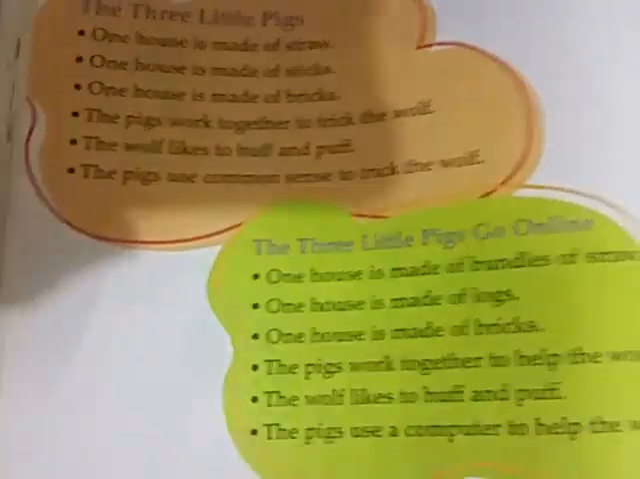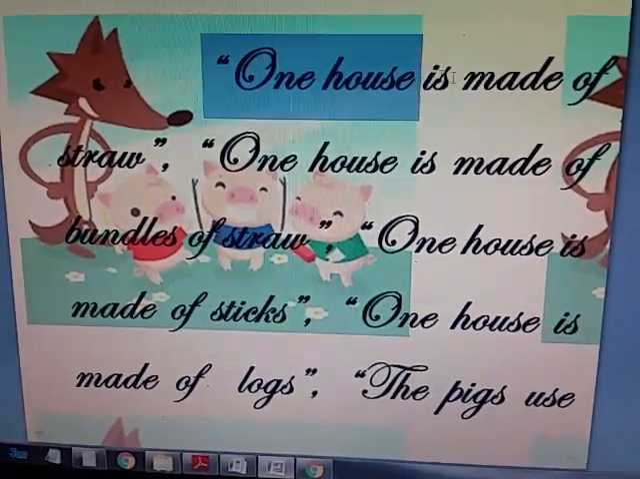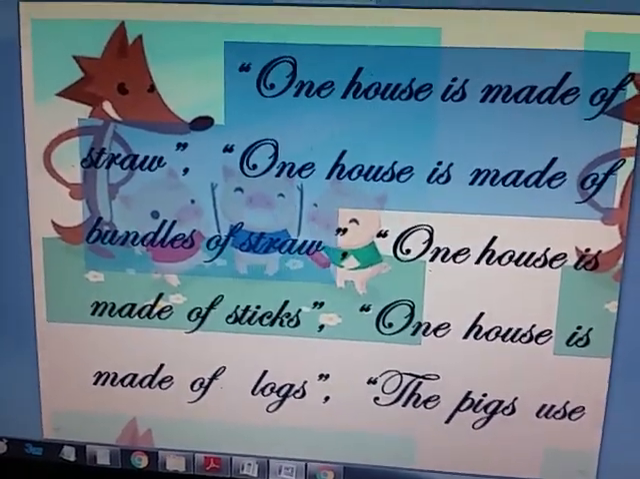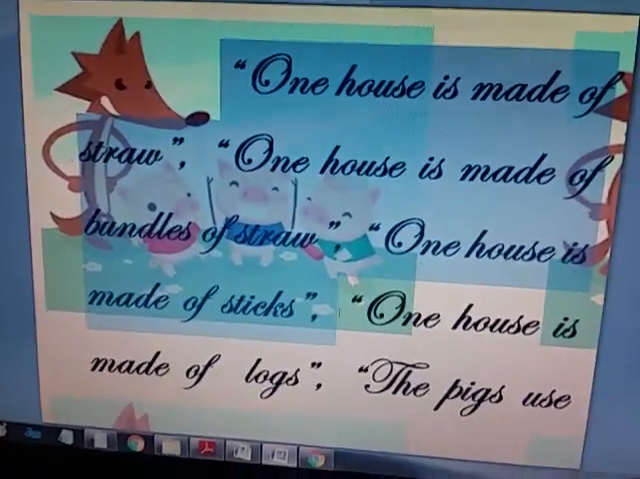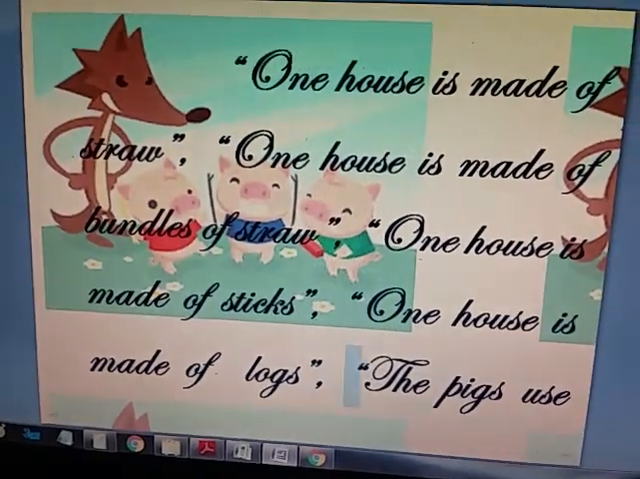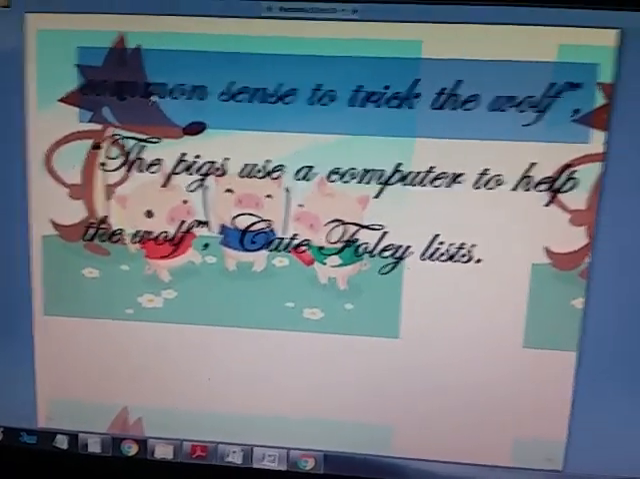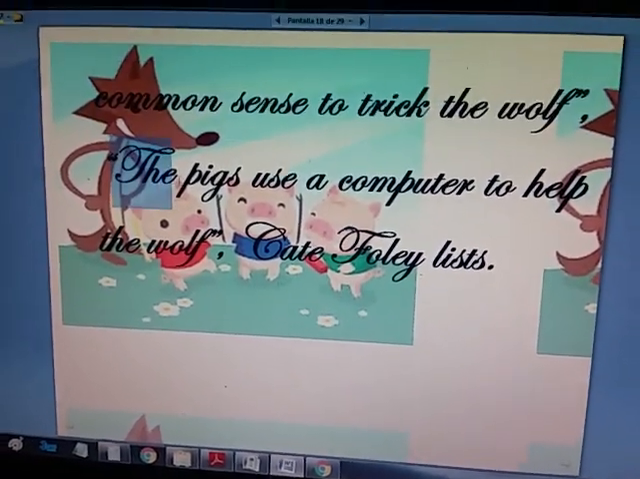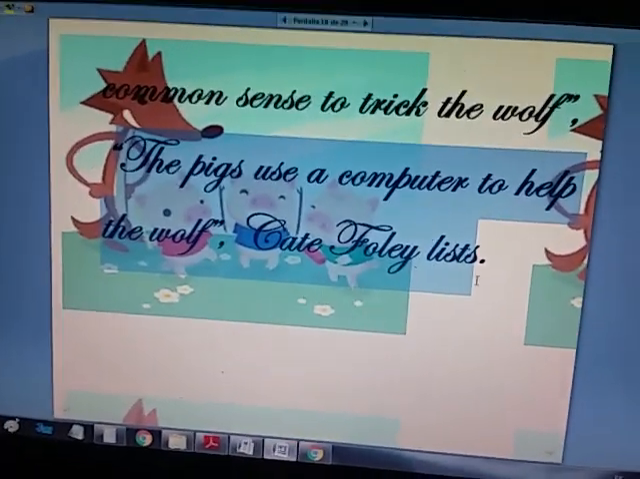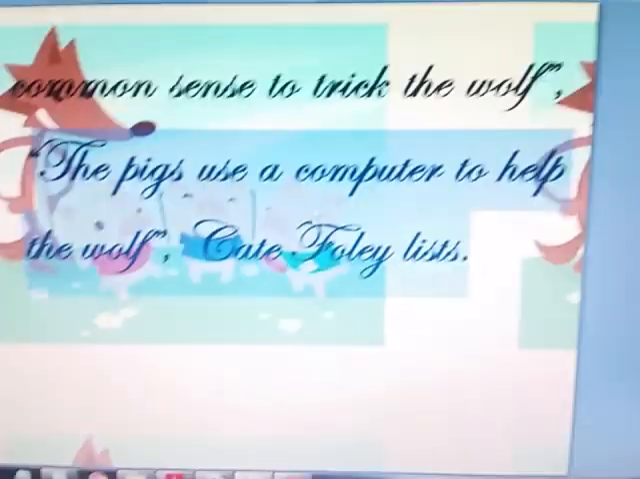from this list. One house is made of straw. One house is made of bundles of straw. One house is made of sticks. One house is made of logs. The pigs use common sense to trick the wolf. The pigs use a computer to help the wolf. Cate Foley lists. So I took some work of Cate Foley, her work from here.